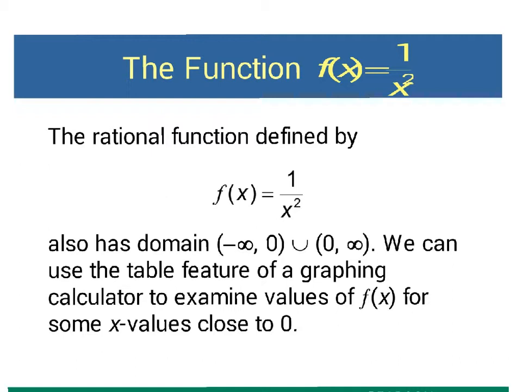Now to look at the rational function defined by f of x equals 1 over x squared, it also has the domain of this right here, negative infinity to 0 in union with 0 to infinity, but it does not have the same range, and we'll see that in just a bit.